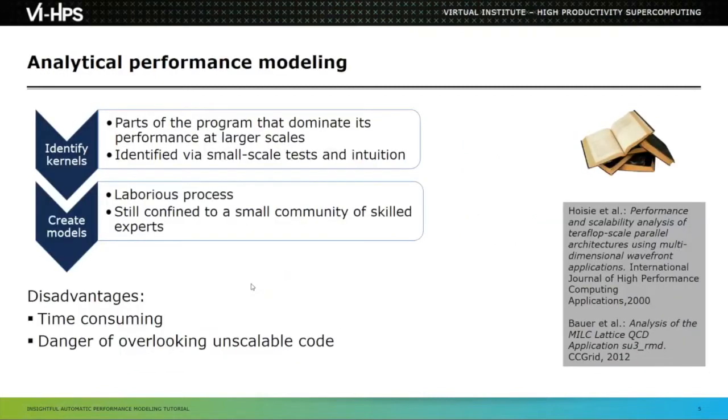Now there are a few different methods to create such a scaling model. One of them is analytical performance modeling. You would go ahead and analyze parts of the program and then identify kernels that dominate the performance at larger scales. You can do that either through intuition, if you're the developer and already know your code, or maybe you run a few small scale tests. However, that process is quite laborious, and of course you need an expert, because you need to know about the program and you need to know how to do this testing and find the bottlenecks. On the other side, it's really time consuming, and if you have a large program code, it's easy to overlook a small part of the code and miss a bottleneck.